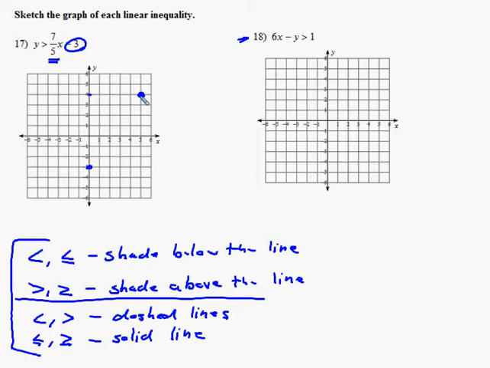This is just a greater than. It doesn't have the or equal to, so we're going to draw a dashed line. And the fact that it's greater than means we're going to shade above the line. So we would shade up here.